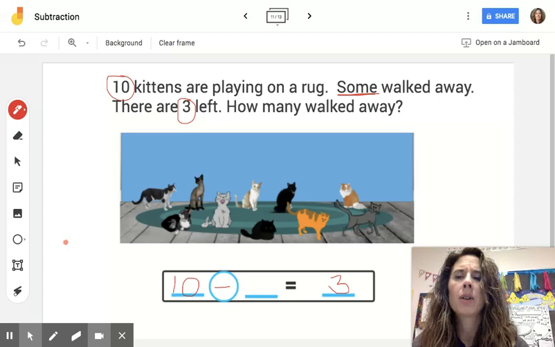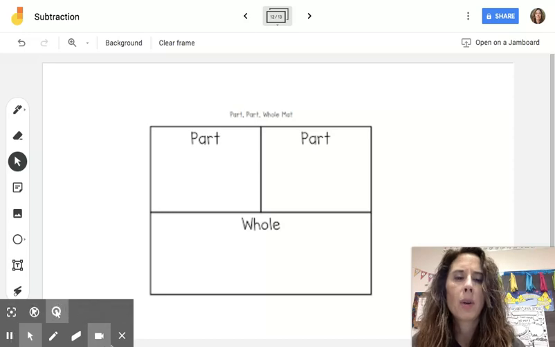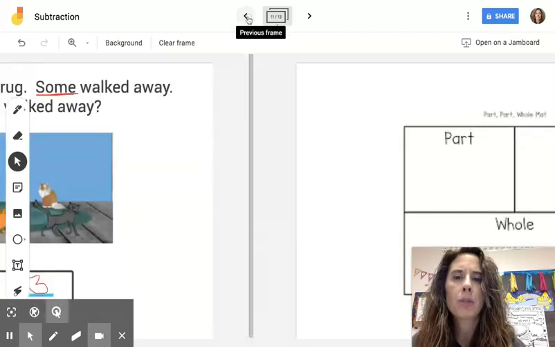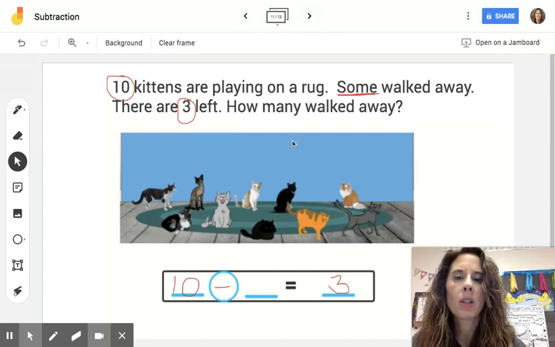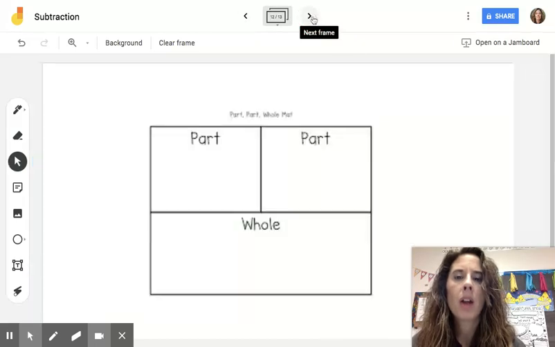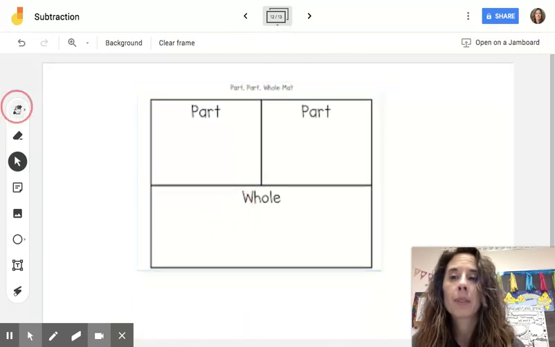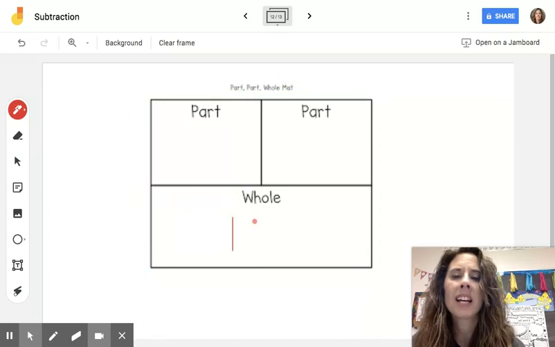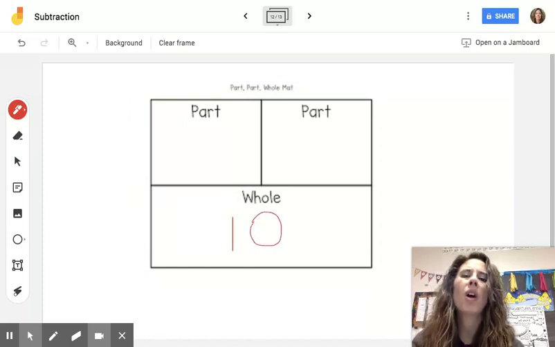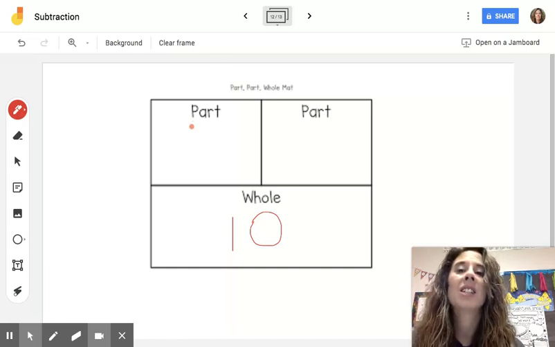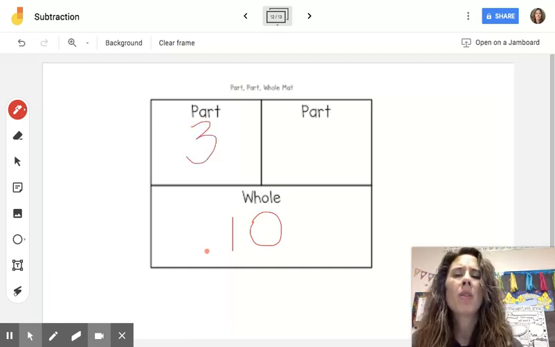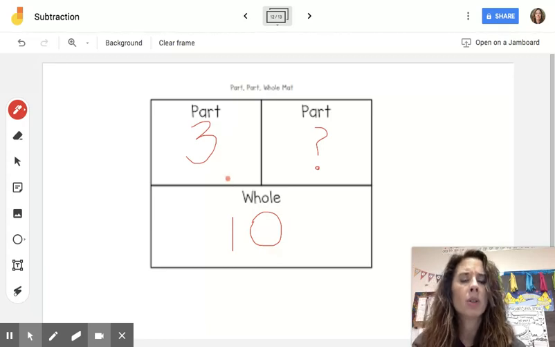Well, let's go back to our friend part whole. Okay, here we are, we're back. I just bumped pages, friends, so you could see the part whole because I didn't want to smush them on here. So we know that we have 10 cats total, right? We know that we have 10 cats in the whole. And we know that one part, the part that is left, is 3. So what have we been doing with missing numbers if we're missing one of the parts? If we know the whole and we're missing one of the parts, what did we do?